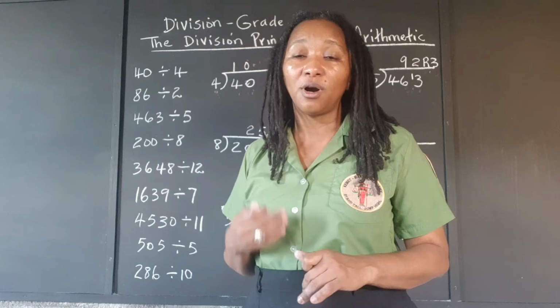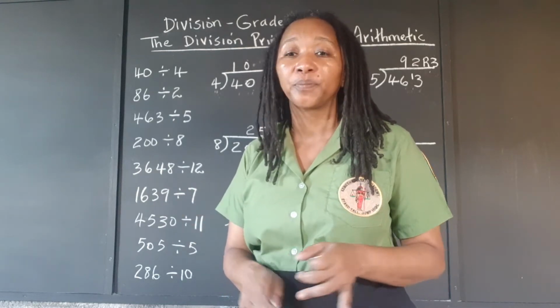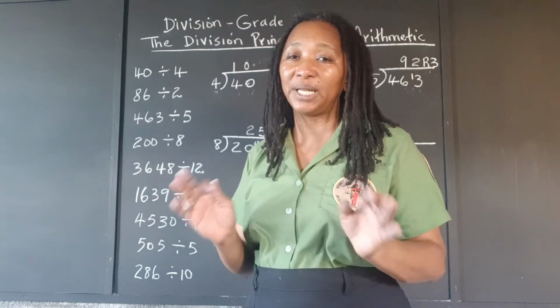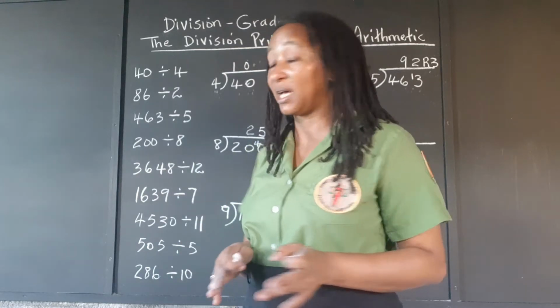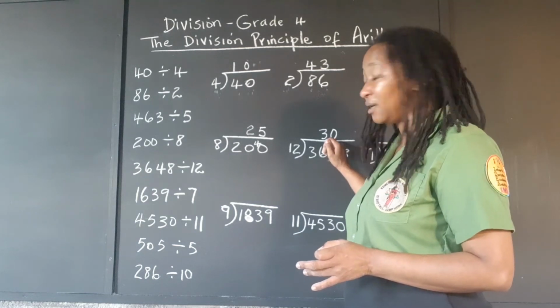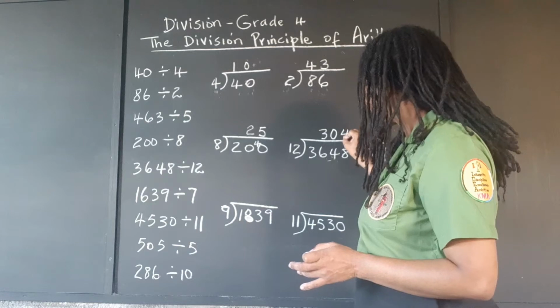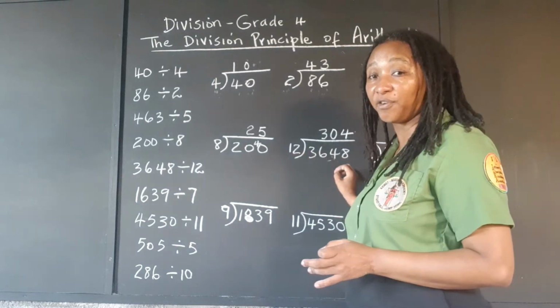The 0 holds the place, and if you don't put your placeholder, you're going to end up with a completely different number from the one you're supposed to. If we did not put this 0, 12 into 48 goes 4 times. 4 groups of 12 are in 48.